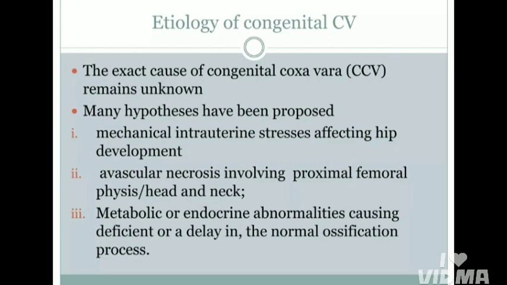Etiology of congenital coxa vara. The exact cause of congenital coxa vara remains unknown. Many hypotheses have been proposed: mechanical intrauterine stress affecting hip development, avascular necrosis involving the proximal femoral physis or head and neck, and metabolic or endocrine abnormalities causing a deficit or a delay in the normal ossification process.